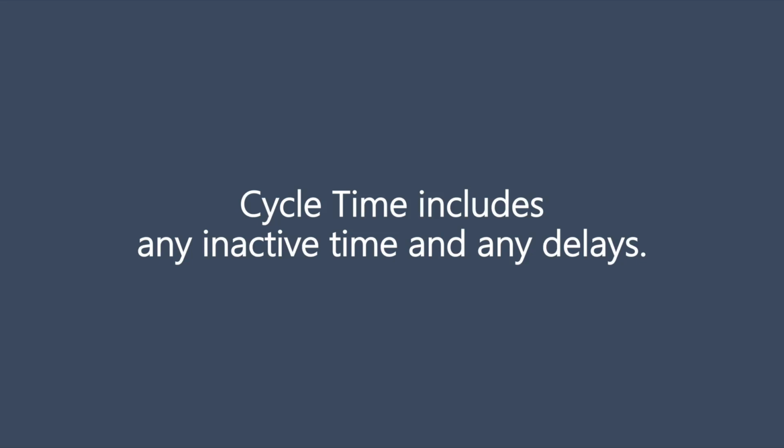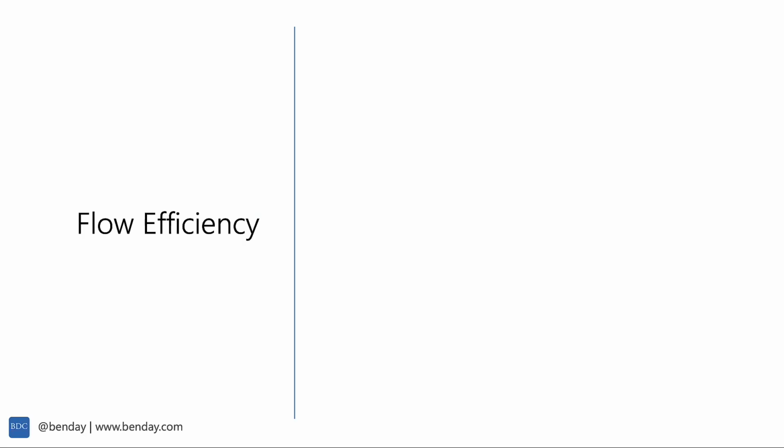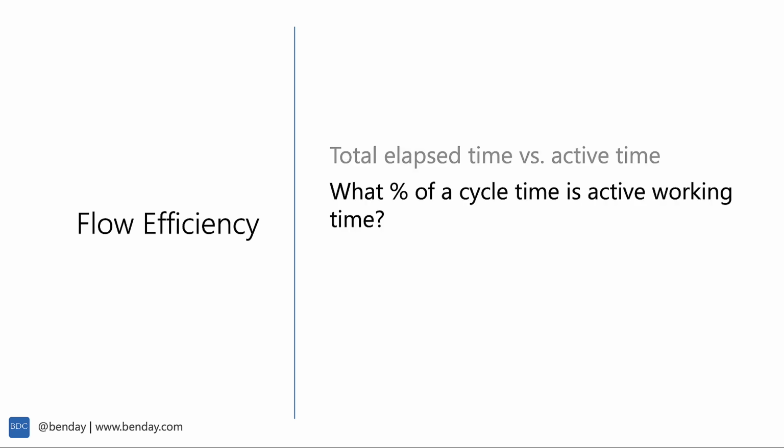Okay, so cycle time includes any inactive time and any delays, which leads us into a discussion about something called flow efficiency. Flow efficiency is total elapsed time versus total active time. Or if you think of it a different way, what percent of your cycle time is dedicated to actively working on the item? You're trying to think about active time versus delays.